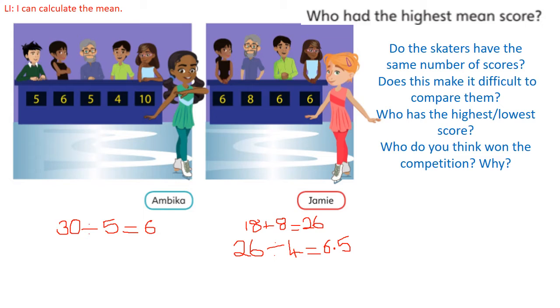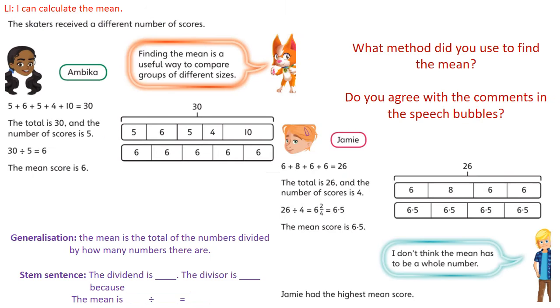So who got the highest score? It was Jamie, wasn't it? Because her mean average was 6.5 compared to Ambika's, which was 6. Let's have another look at that. Our little fox is telling us that finding the mean is a useful way to compare groups of different sizes.